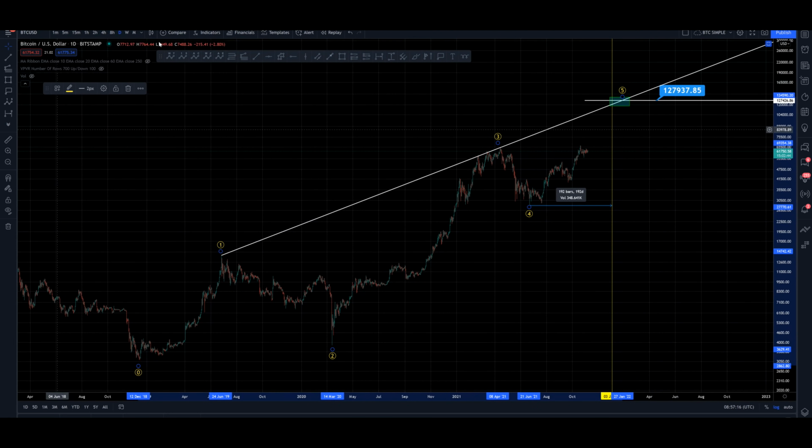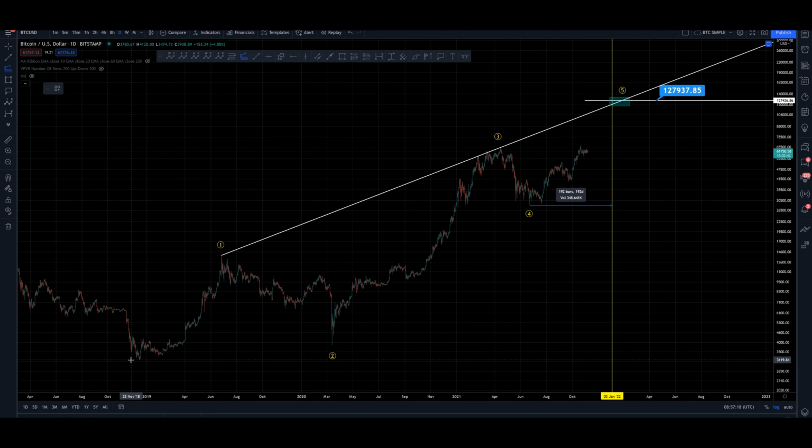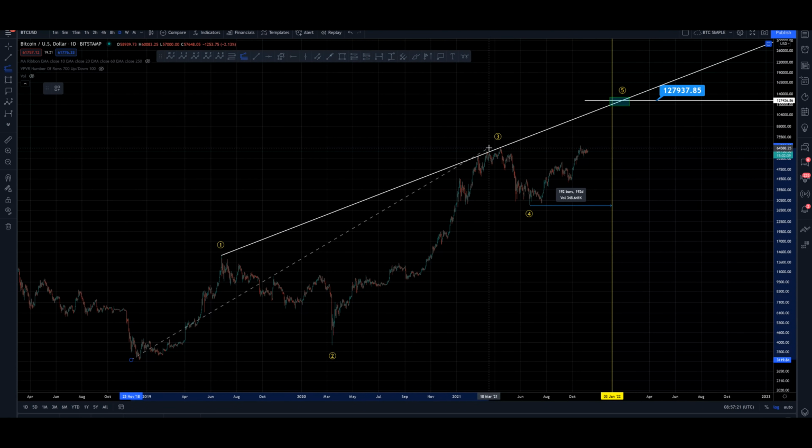So that's number 1. The next thing we take is the length of 1 and 3. We'll pick the highest peak.